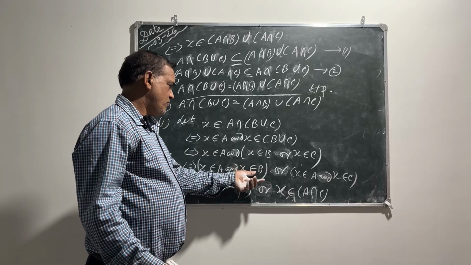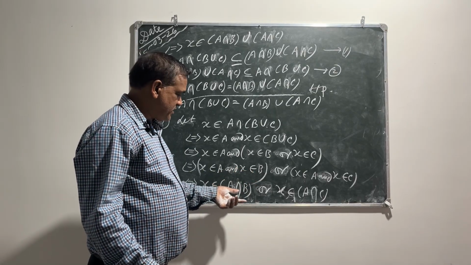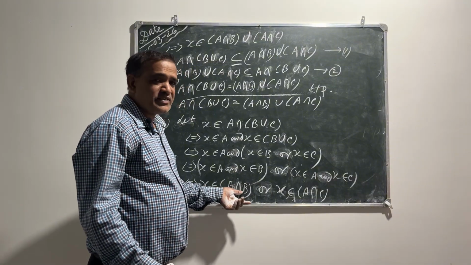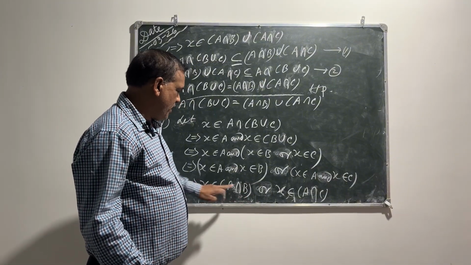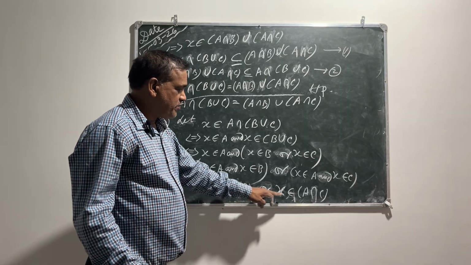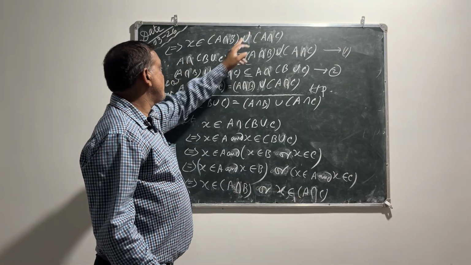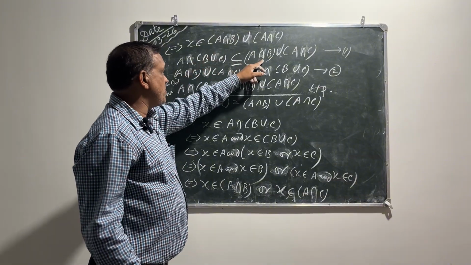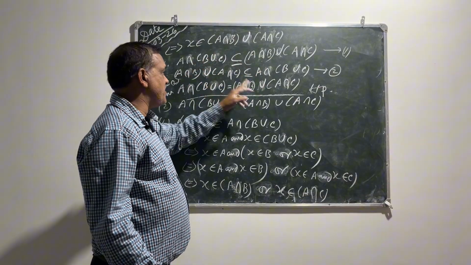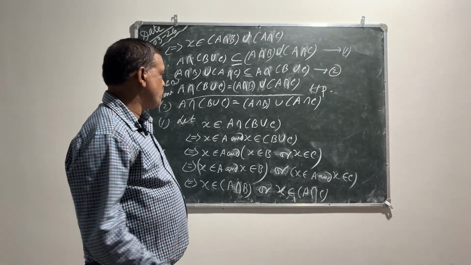X belongs to A and X belongs to B implies X belongs to A intersection B. Or X belongs to A intersection C. The 'or' can be replaced by union. So finally, this will be a subset of this one and this will be a subset of this one. Combining these two, we can write equality. So this way we can prove the second one also.